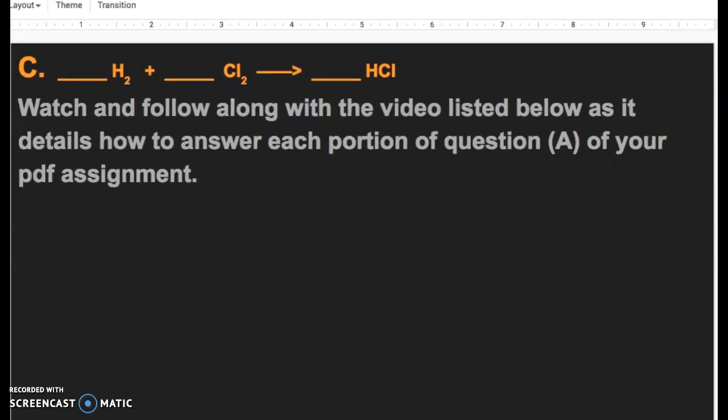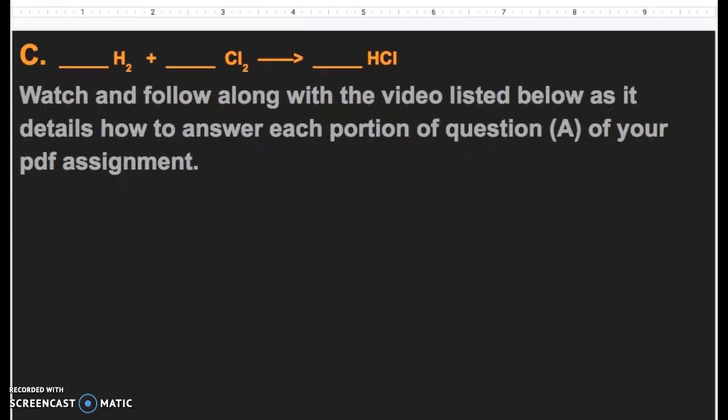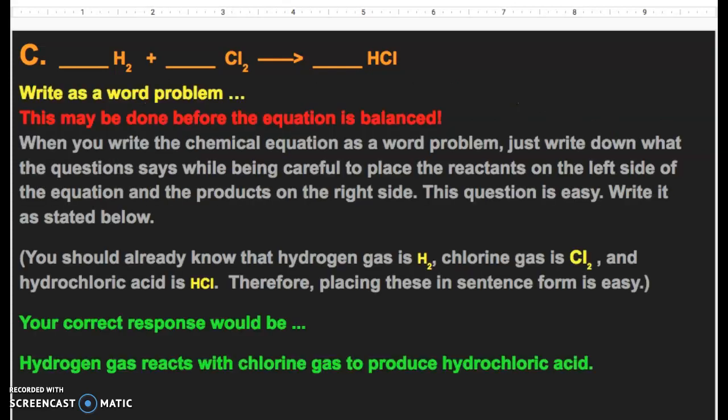Oh, this is for question C. C is for H2, hydrogen gas, plus chlorine gas yields HCl. How do we do this? The same as we did the last one. Okay, first of all, you can do this first one, writing the word equation without having it balanced.